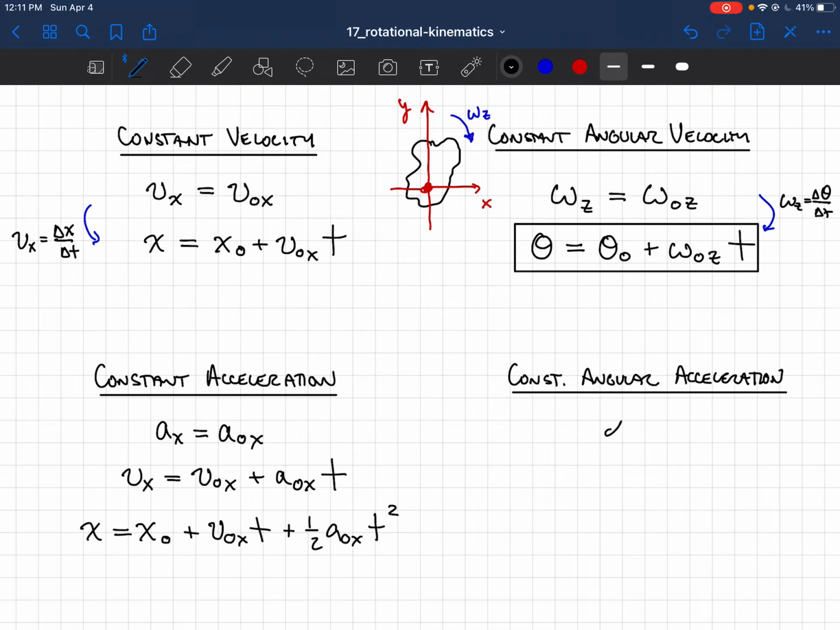The same thing is exactly true in the constant angular acceleration case. So the angular acceleration with respect to the z-axis is just equal to the initial value. So it's not changing. If that's true, then omega z is changing, and it's changing linearly with time. And if that's true, then the angular position changes quadratically.